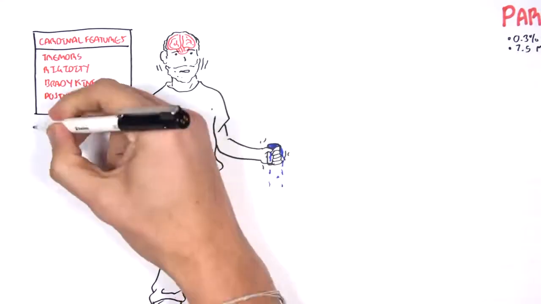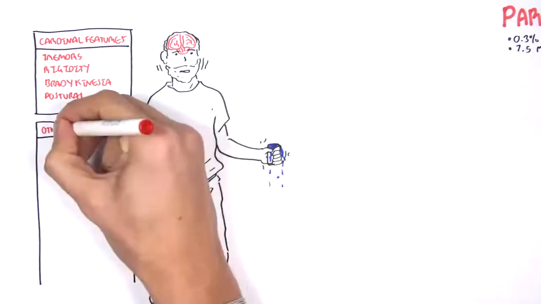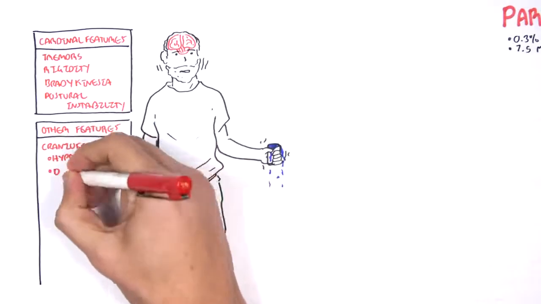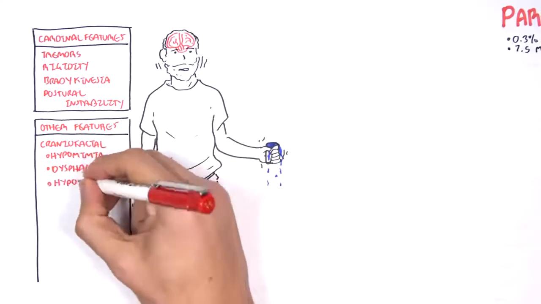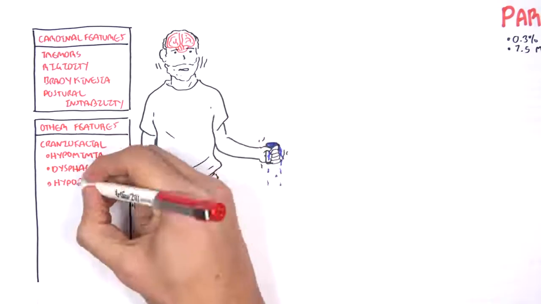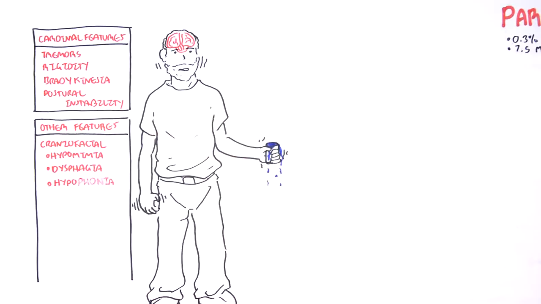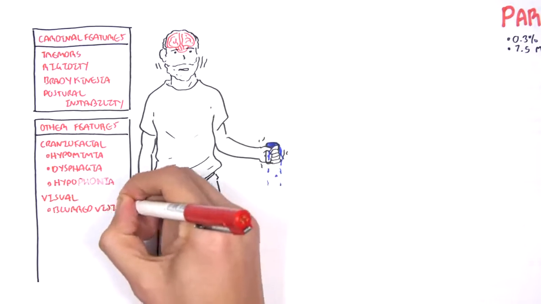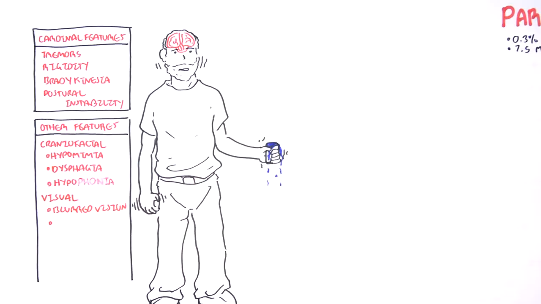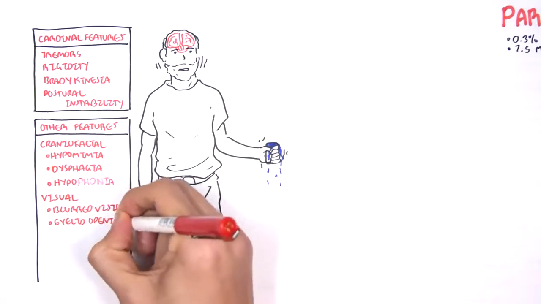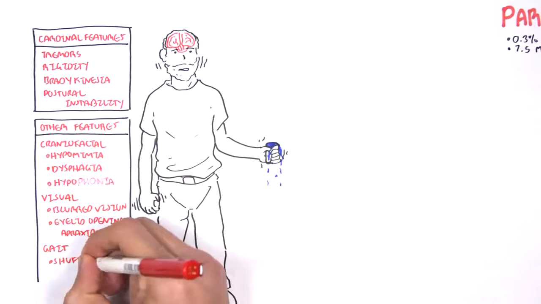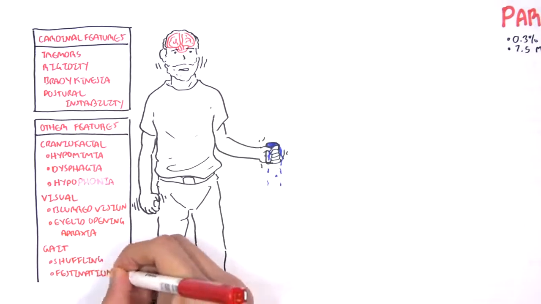There are other features which affect the craniofacial areas, which include hypomimia, which is basically a decrease in facial expression, dysphagia, hypophonia, a reduction in basically the tone and volume of the voice. Other features include visual problems such as blurred vision and eyelid opening apraxia. Other features also include gait. You can have shuffling, festination, and freezing.